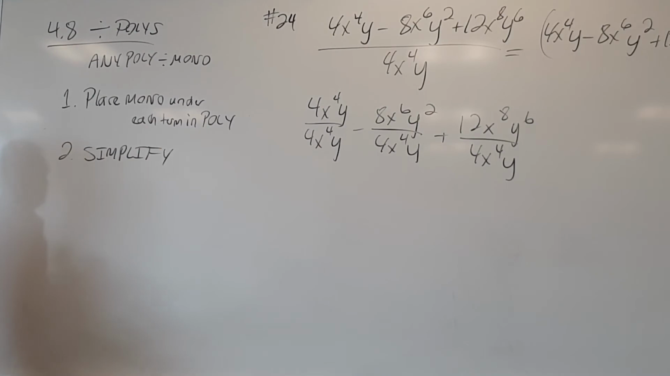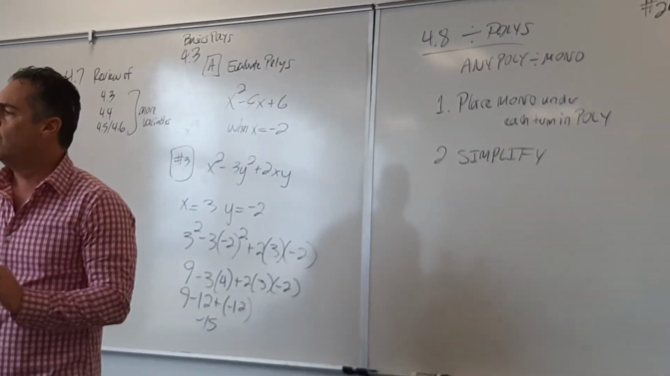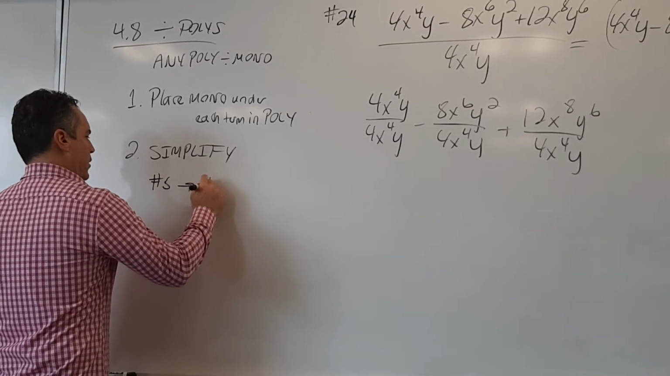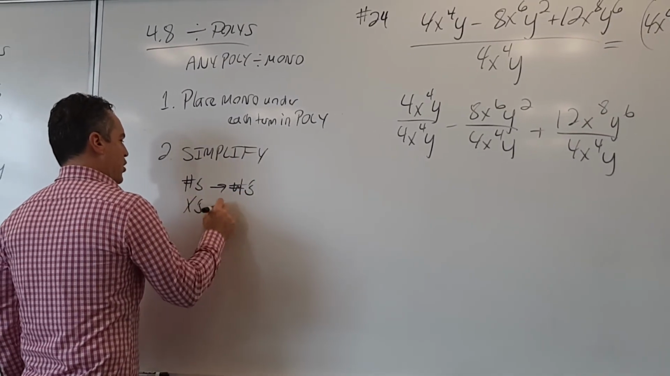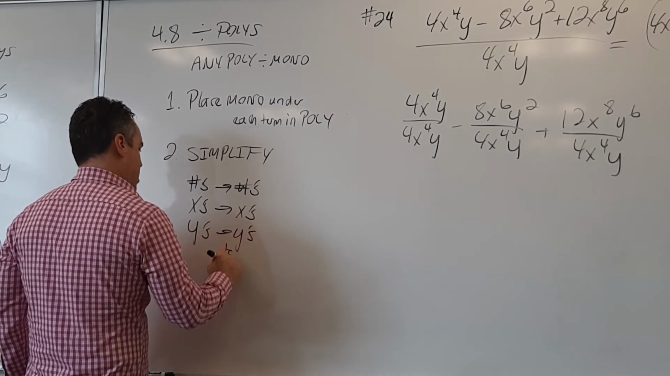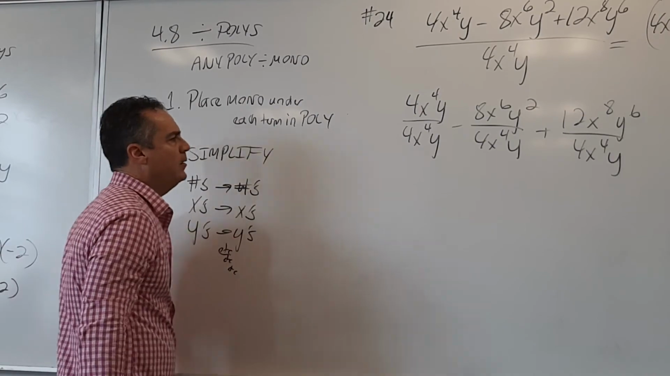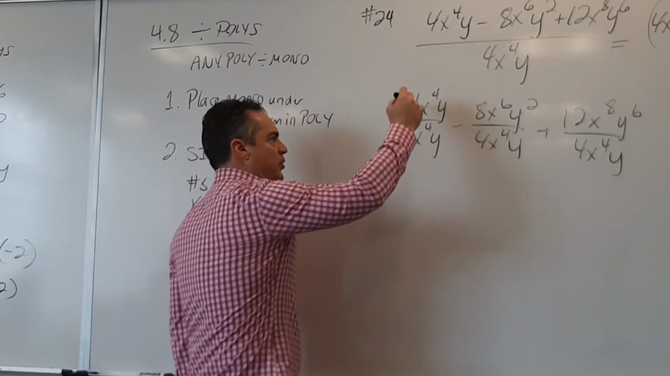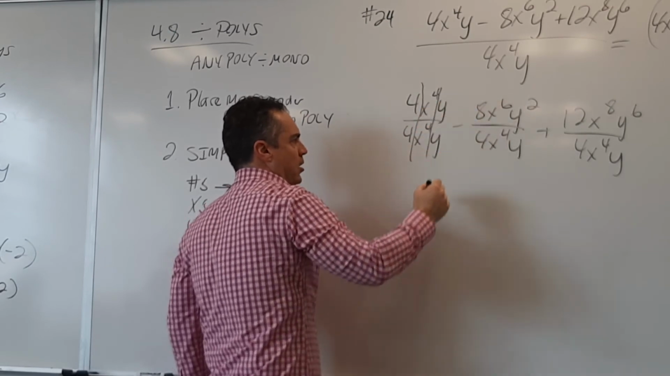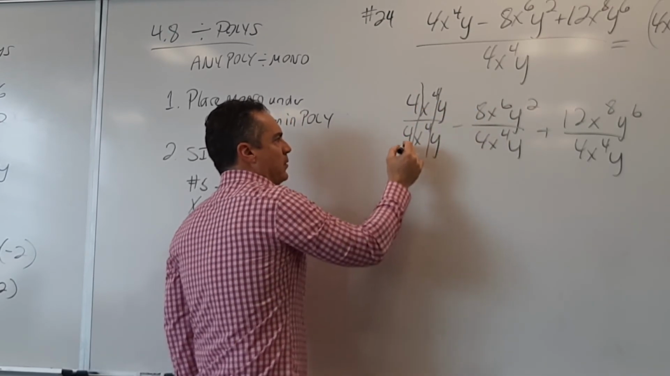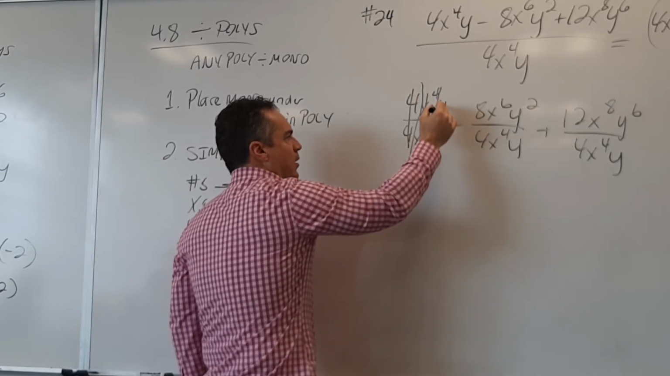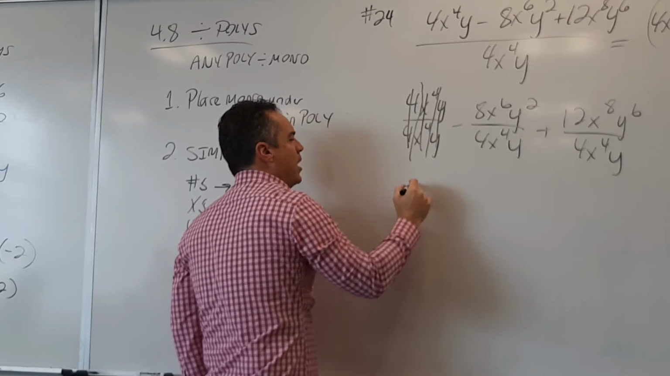And how do we simplify? The same way that we multiply polynomials. Numbers go with numbers. X's go with X's. Y's go with Y's, etc. Okay? Everybody help me. Please help me. 4 divided by 4 is what? 1. X to the 4th over X to the 4th is what? 1. Y over Y is what? 1. So what am I left with right here? 1.